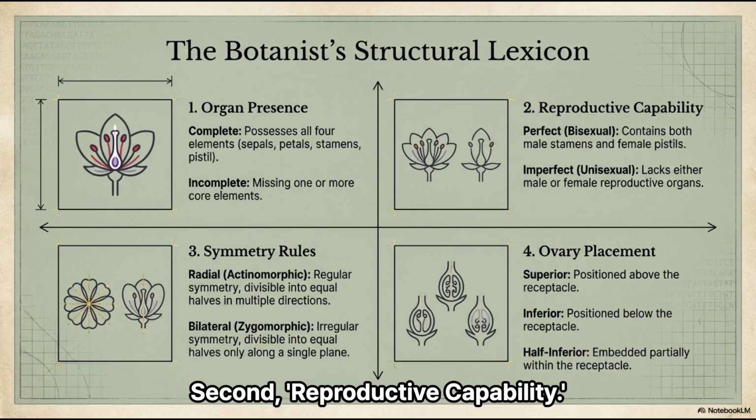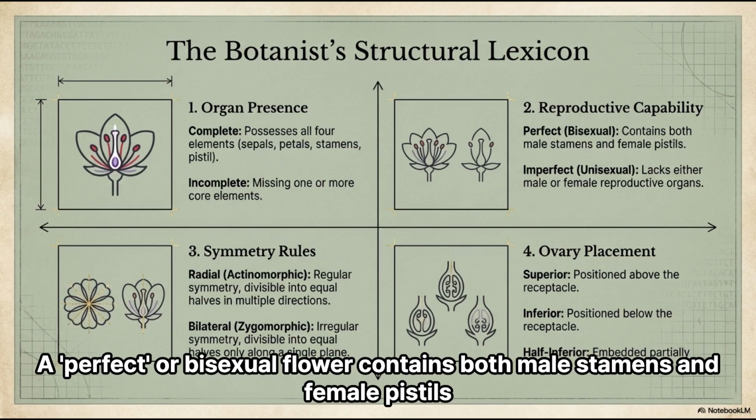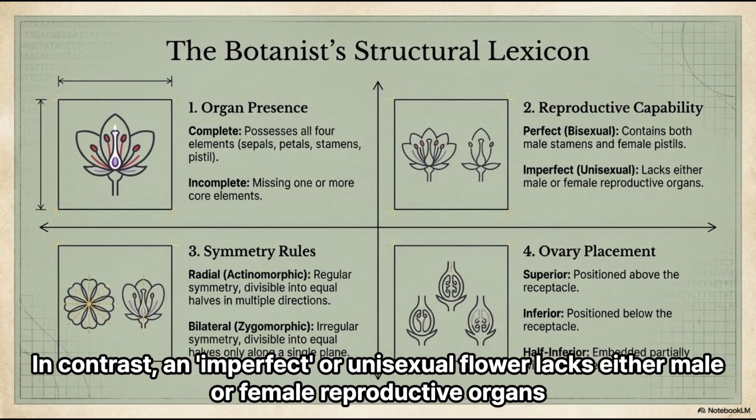Second, reproductive capability. A perfect or bisexual flower contains both male stamens and female pistils. In contrast, an imperfect or unisexual flower lacks either male or female reproductive organs.